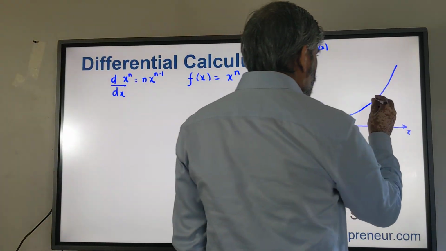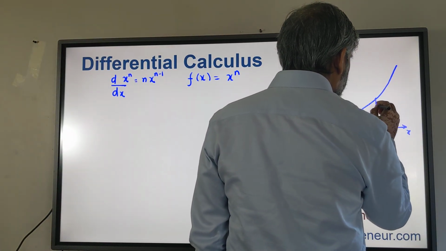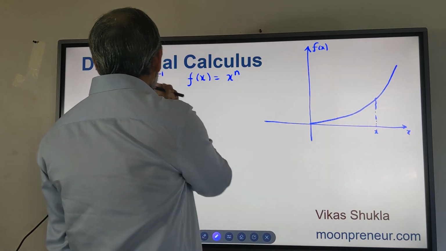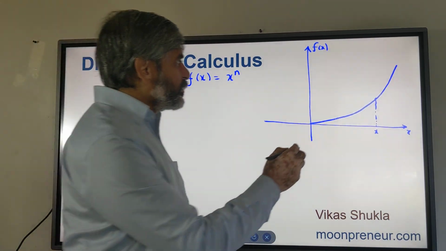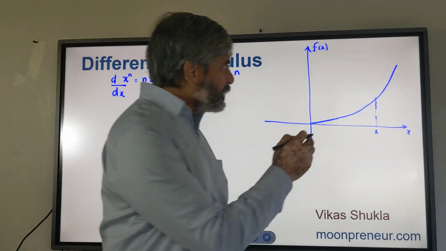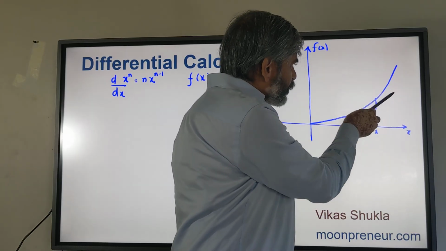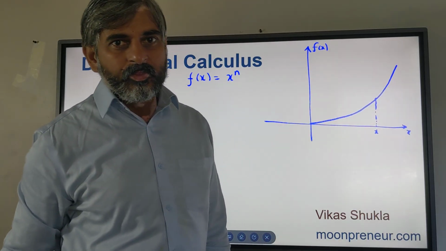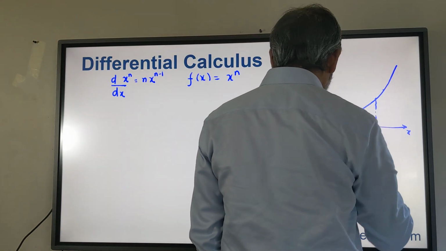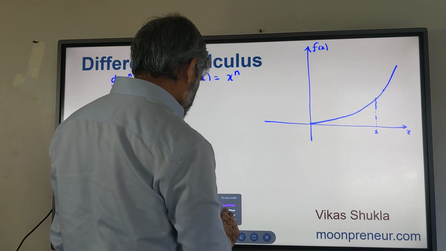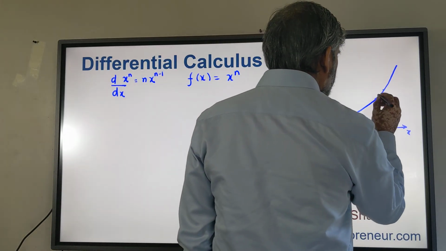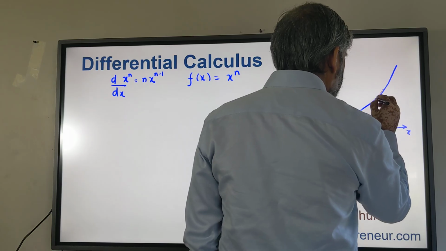Consider a particular value x, and we are trying to find the value of the gradient, the differential, at this particular point, of the line touching the curve at that point. To find the gradient of the line touching this curve at this point, one trick is to find a point very close to it, like here, and join these two points with a line.